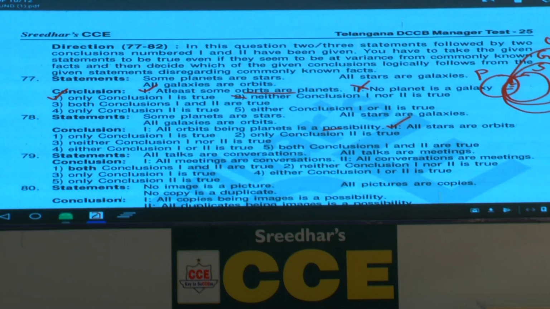Then coming to the first, all orbits are planets is possible or not? All orbits are planets means as all the statements are affirmative, we can write as a single diagram. Planet equals to orbit equals to galaxy equals to star. Hence in this one, the first one is possible. Then what is your answer here? Both 1 and 2. Both conclusions 1 and 2, that is choice 5. 78, choice 5. Then coming to question number 79.